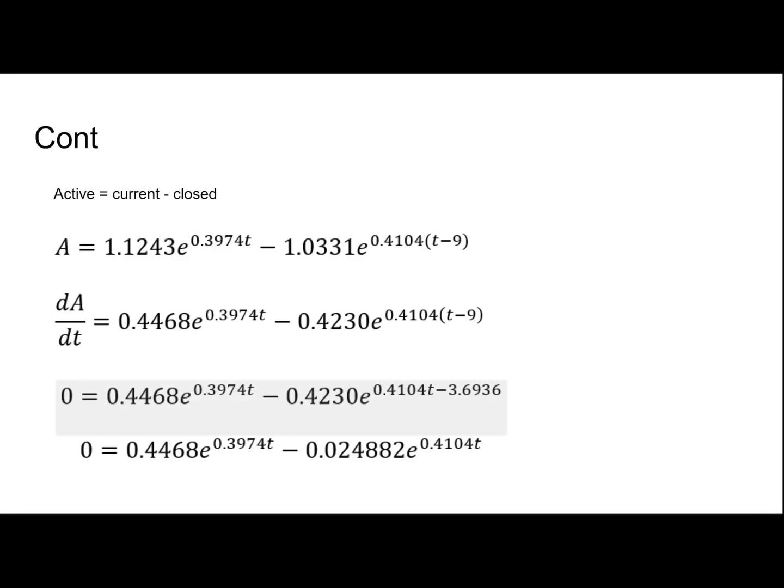How did I get negative 3.6936? I expanded the brackets. I expanded the t minus 9. So negative 9 times 0.4104 gives us negative 3.6936.